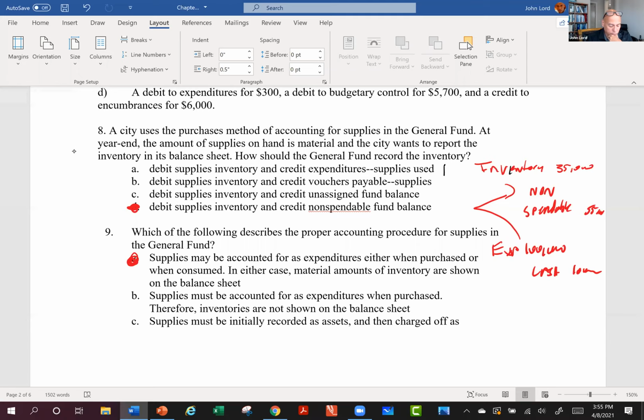But which of the following describes a proper accounting procedure for supplies? Supplies may be accounted for as expenditure either when purchased or when consumed. Under the purchase method, we set it up as an expenditure. Under the consumption method, we did what? For this same example, we debited inventory and credited cash when we bought the inventory. That's the consumption method. And then when we used the inventory, we debited expenditure for 45 and credited the inventory for 45 as we used it. And so this was consumption.